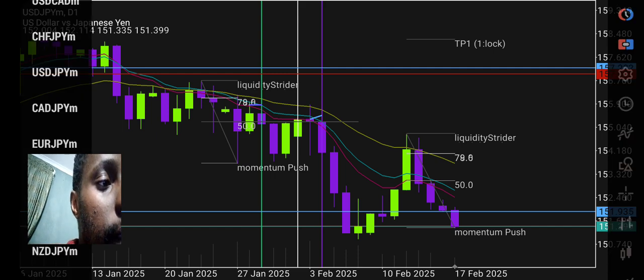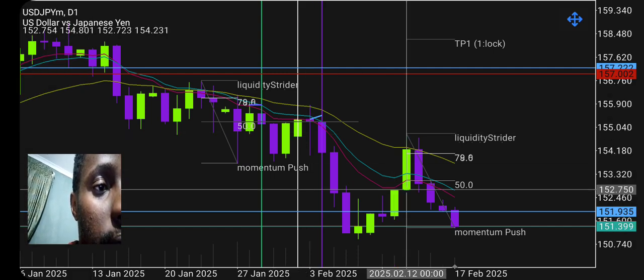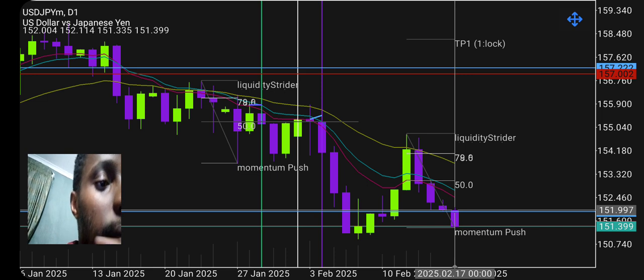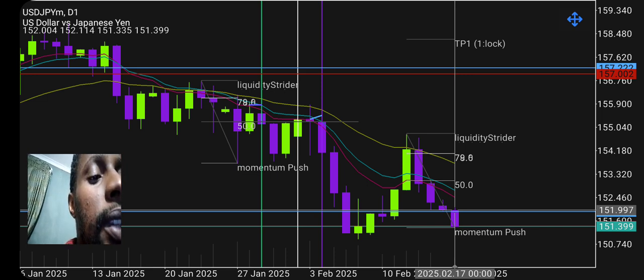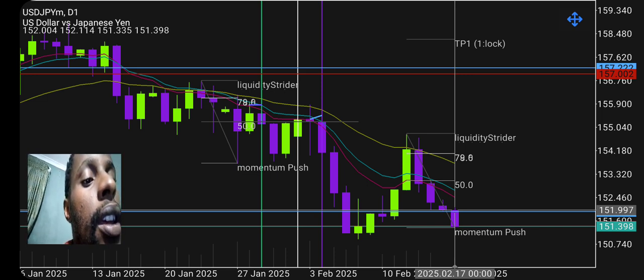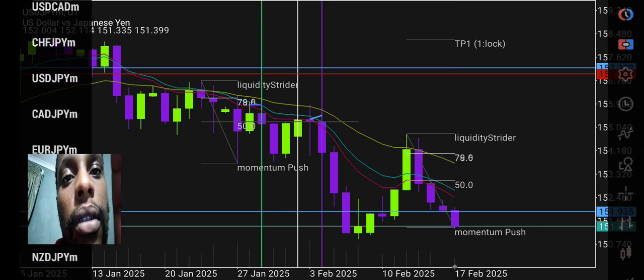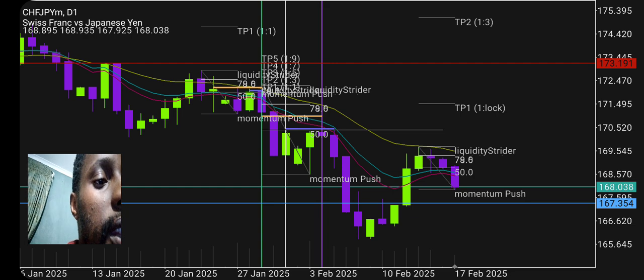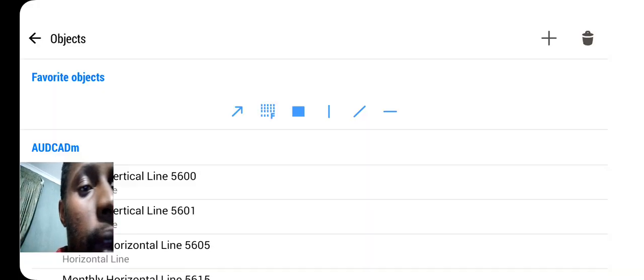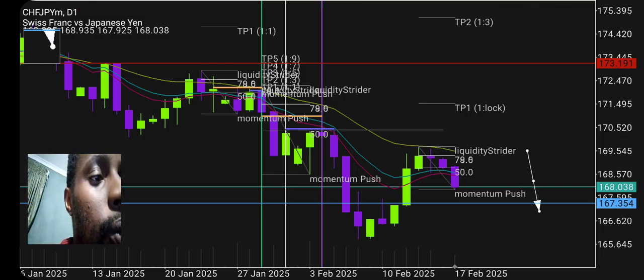The yen. Here I have a momentum push starting from Wednesday. Wednesday here probably might be the end this Monday. This week Monday's low might be the end of the momentum push, or we can look at the side where I have the Swiss franc versus the Japanese yen.